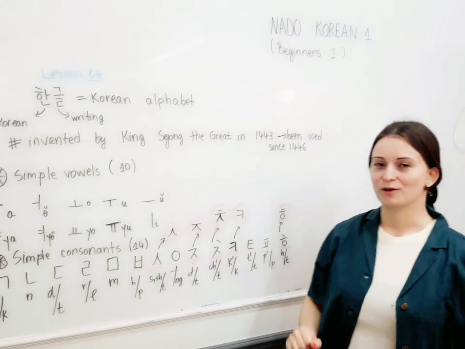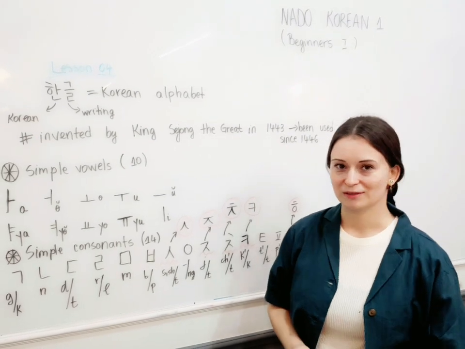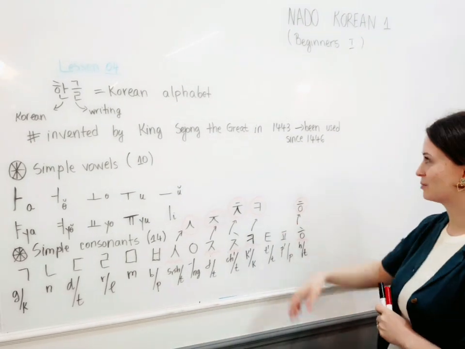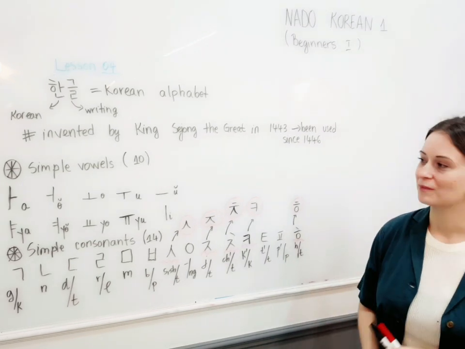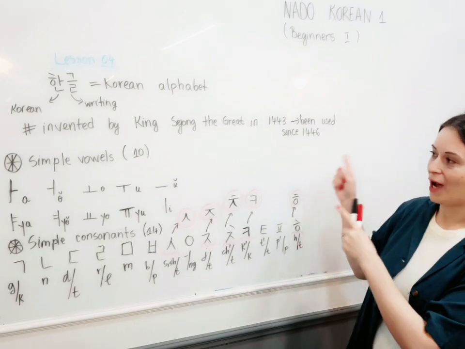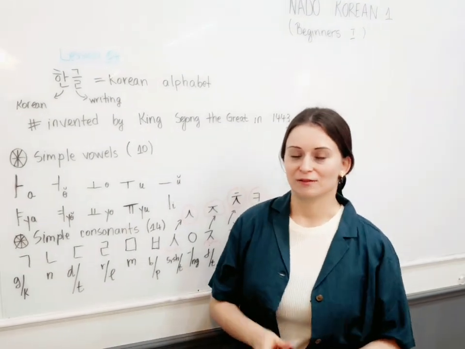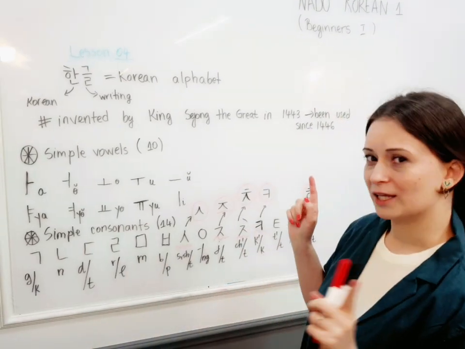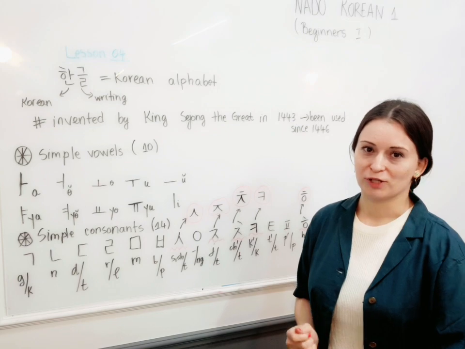But let's say that the aristocrats were not that happy about that, so they were against it for 3 years. But finally it has been used since 1446. This is more detailed, and if you want to know a little bit more about what happened, you can search for the invention of the Korean alphabet on the internet and find more. Or you can ask me and I will teach you, right? But you can find a lot of information for free as well.